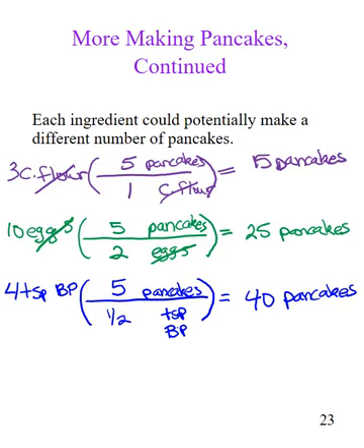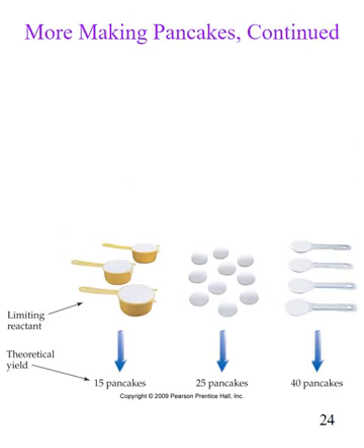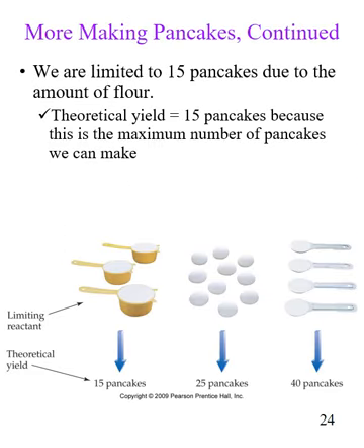So now each ingredient made a different amount of pancakes, but the question is asking how many pancakes could be produced. Well, we have to look at the one that can make the least. We only have 3 cups of flour, so that limits us in how many pancakes we can make. So 15 pancakes would be the most we could make out of the ingredients that we have. So we are limited to 15 pancakes due to the amount of flour.